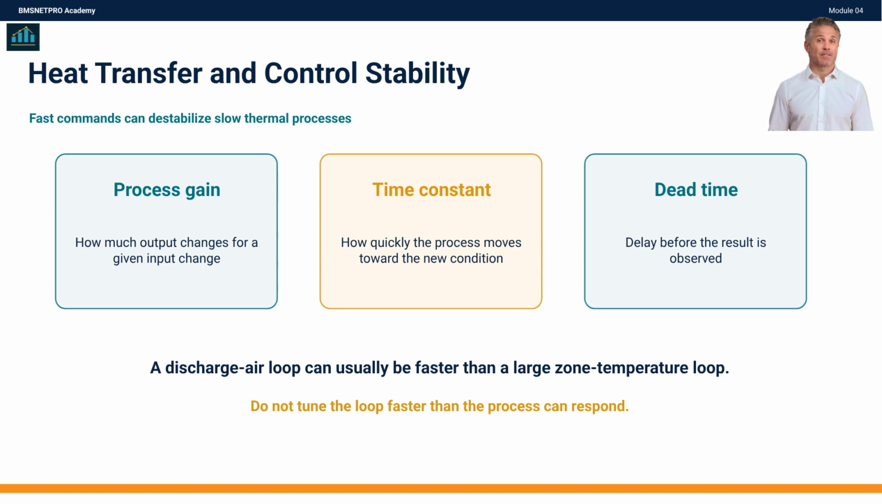When tuning is too aggressive, valves hunt, dampers move constantly, actuators wear out, energy use increases, and comfort can get worse. Good tuning respects the physical speed of the system.